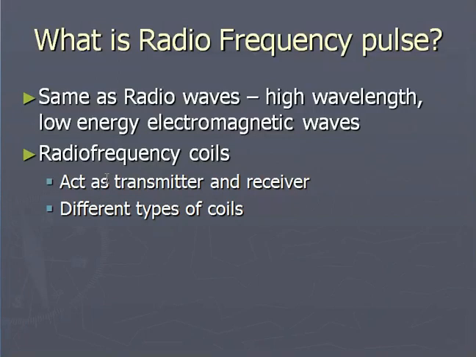What is a radio frequency pulse? Same as radio waves, high wavelength, low energy electromagnetic waves. Radio frequency coils are there to emit or transmit the radio frequency waves. They act both like transmitters and receivers. They have different names and different coils for the different part of the body to be imaged.